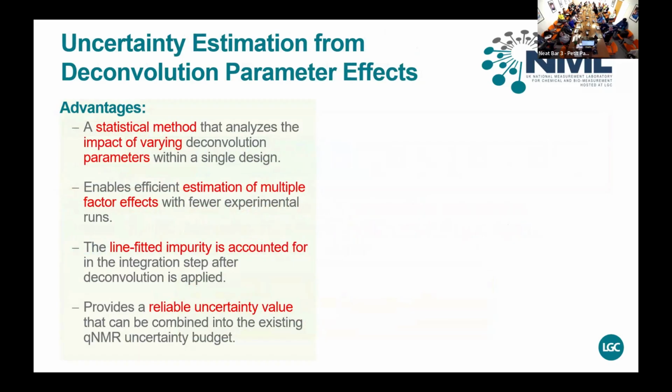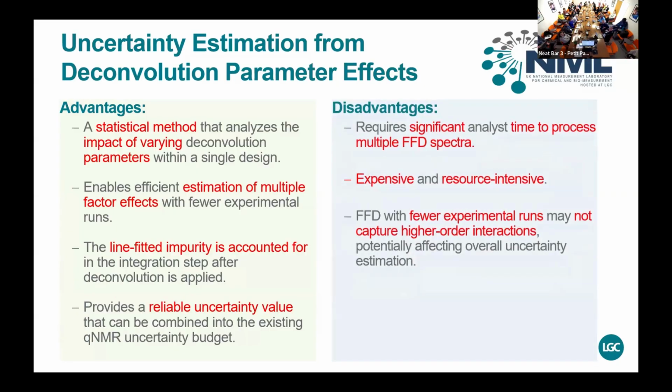All right, so there are some advantages to using this way of determining uncertainty. It's a statistical method. It looks at all of your different parameters, what effects they have, and can vary them. Also, it's a reliable way of determining the uncertainty value and can be combined into your qNMR uncertainty budget seamlessly. Also, within the deconvolution, when you're doing your integration, it already accounts for your impurity line-fitted peaks as well. Some disadvantages are that it takes a lot of time to process all of the different fractional factorial design spectra. It can be expensive and it is resource intensive.